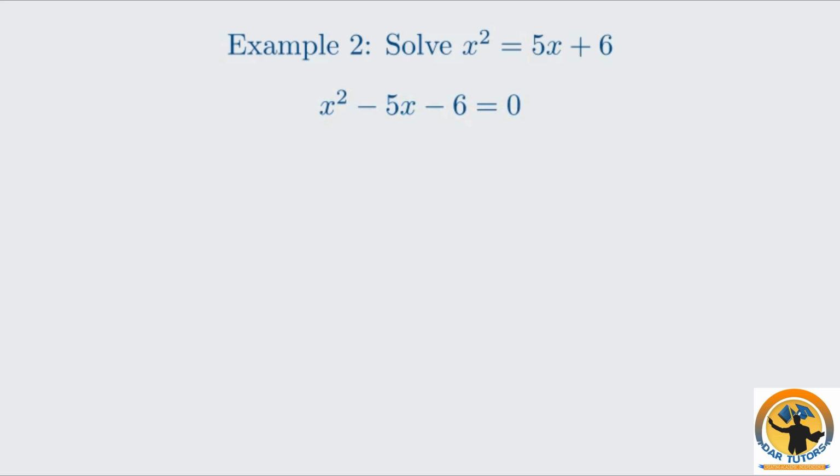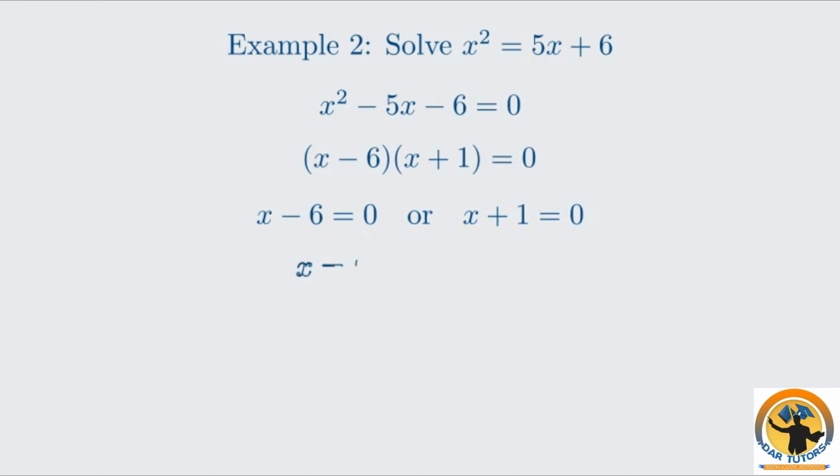Now we need to factorize this trinomial. We are looking for two numbers that multiply to negative 6 and add to negative 5. Those numbers are negative 6 and positive 1. So the factorized form is the quantity x minus 6 times the quantity x plus 1 equals 0. Applying the null factor law, we set each factor to 0. This gives us x minus 6 equals 0, or x plus 1 equals 0. Solving these linear equations, we find our two roots, x equals 6 and x equals negative 1.